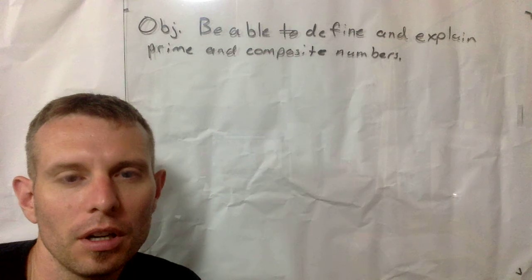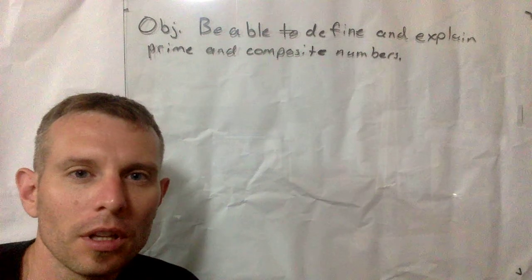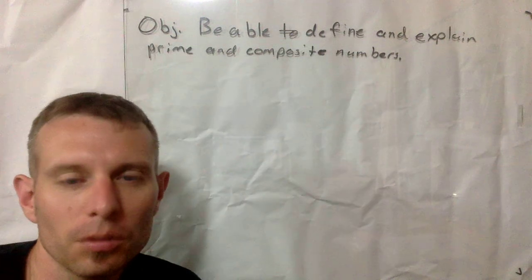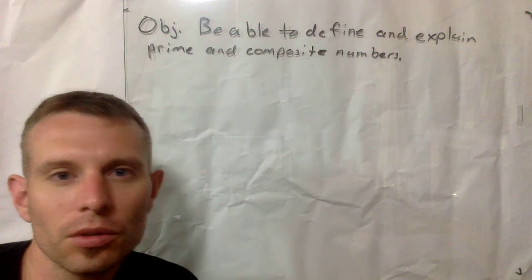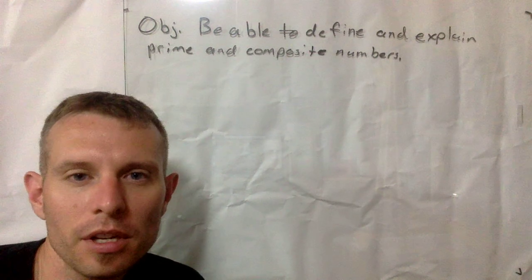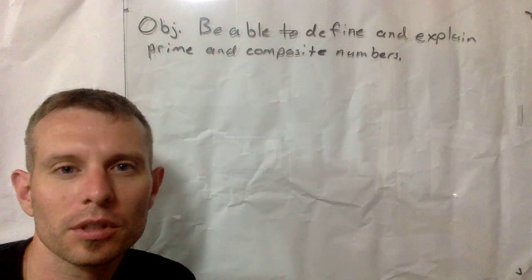So you can think of the number 2. The factors of 2 are 1 and 2. So 1 times 2 is 2. Those are the only two numbers that can multiply together to equal the number 2. Also, 3 is a prime number: 1 times 3.